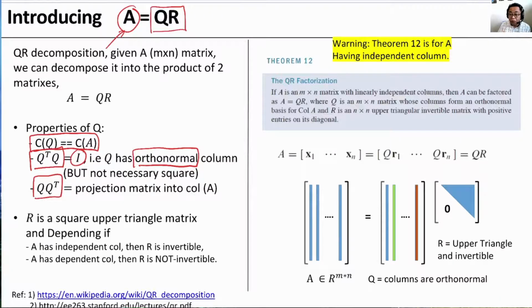QQT will also be another square matrix, but it might not be the identity if Q is not square. So one of the important remarks is that Q may not be square, and hence QQT will not be I. QTQ is I, but QQT may not be I. In fact, it has a name, which is the projection matrix into the column space of A.